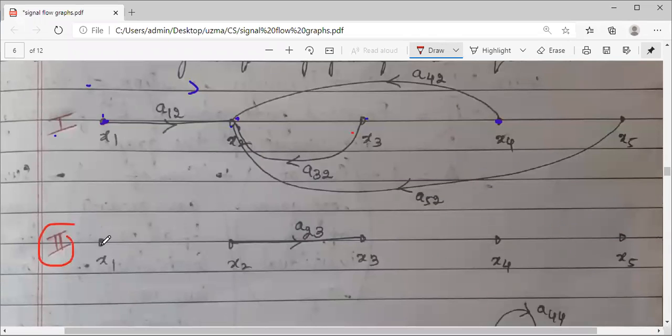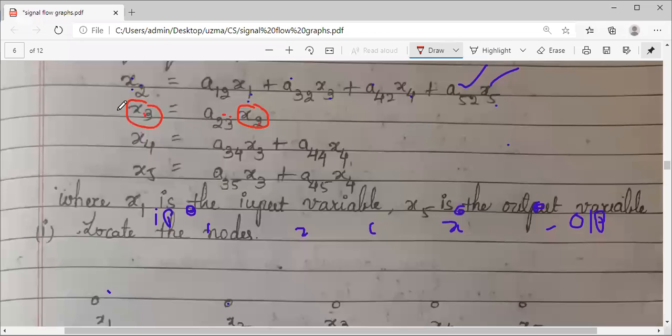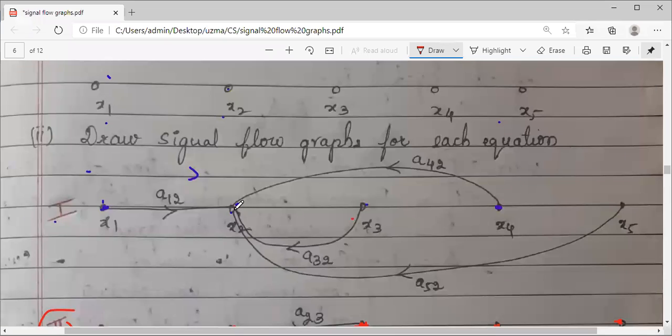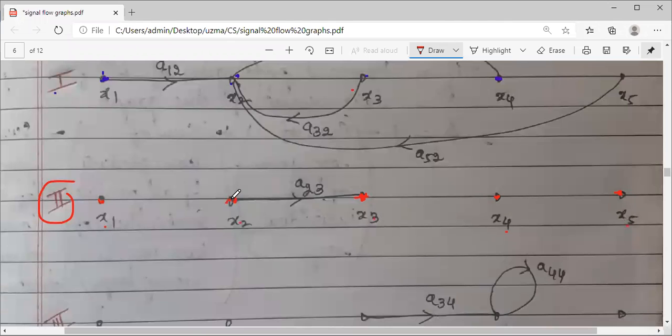So for the second equation, again, let me mark 5 different nodes. Then take x1, x2, x3, x4 and x5. Now, x3 is your output because x3 is on the left hand side. See, it is on the left hand side. So x3 is equal to A23 times it. This is the gain value. From which node is it coming? The signal is coming from the x2 node. So from x2 node to x3, the signal is coming with an arrow and this indicates your gain.